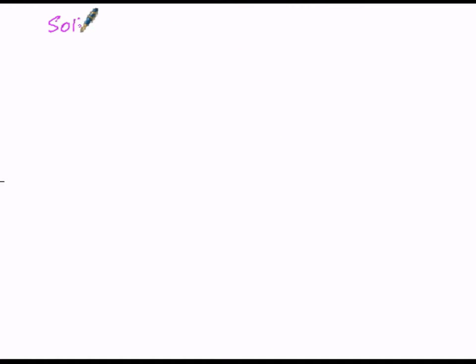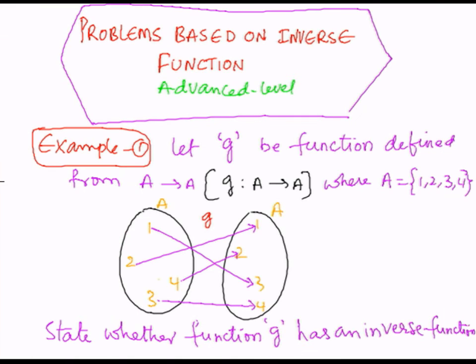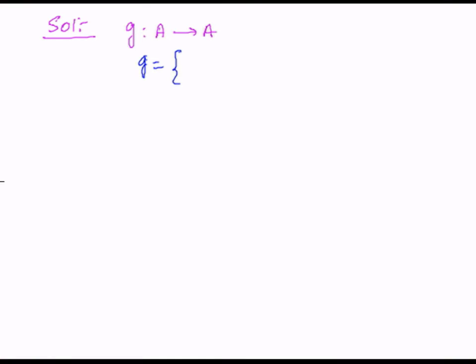So in our solution, as per the figure, the function is given by g which is from A to A. It is defined by g equals the ordered pairs which we get by means of the figure, that is 1 comma 3, 2 comma 1, and the next ordered pair will be 3 comma 4 and then 4 comma 2 are the ordered pairs of this function, that is g.